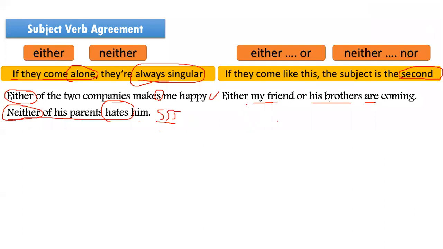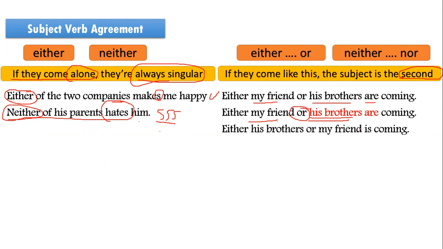The sentence is correct because the subject here is the word that's after or. I said the subject should be the second. My friend is singular, his brothers is plural, are coming. How about this one? Either his brothers or my friend is coming. Is it correct?